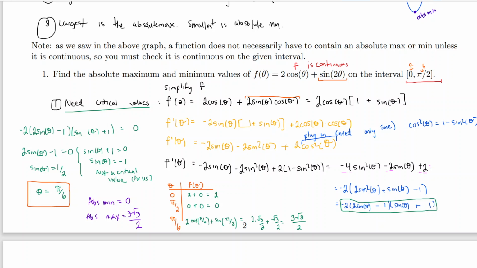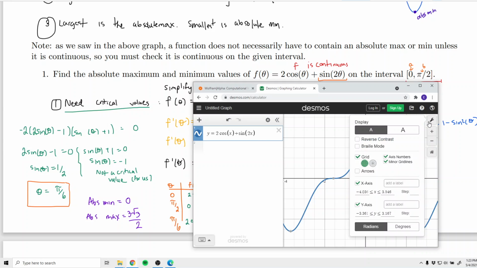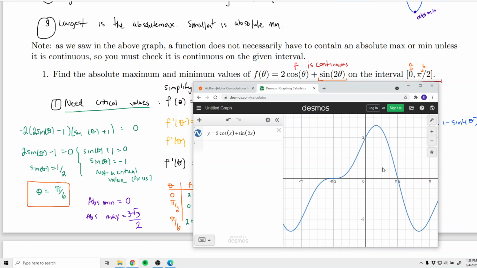Now, the last thing I wanted to do here, like I mentioned at the beginning, was graph this and show you what it looks like. So let's go ahead and do that. We have y equals 2 cosine of x plus sine of 2x, and we only care about this graph between 0 and pi over 2. Let me go ahead and switch the step size on x to pi over 2. That way we can easily see that pi over 2 is right here.